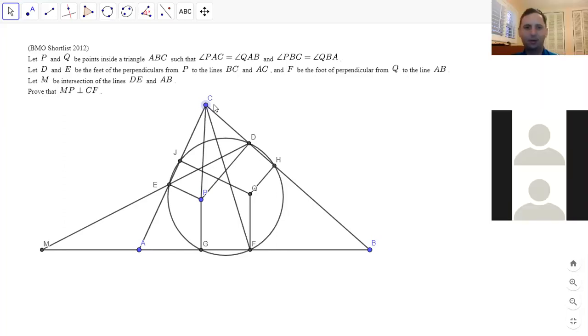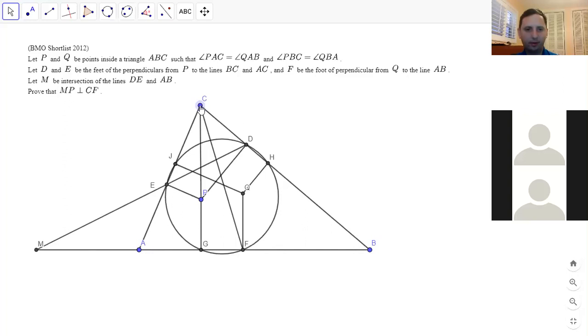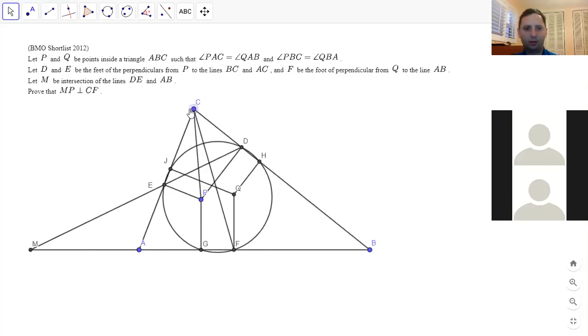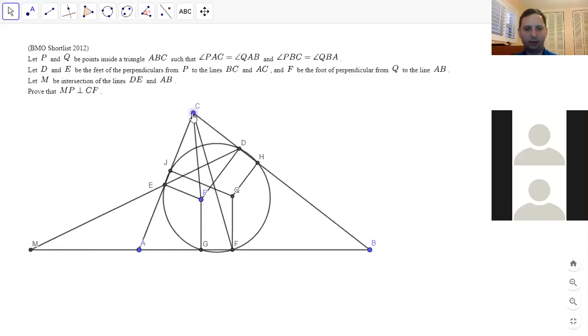So basically this just means, if you have two isogonal conjugates, I don't want to make it look like C, P, and G are collinear. So these aren't necessarily concurrent. This just says if you have two isogonal conjugates and you take these two feet of the perpendicular and they intersect AB at M, then MP is perpendicular to CF. That's interesting.